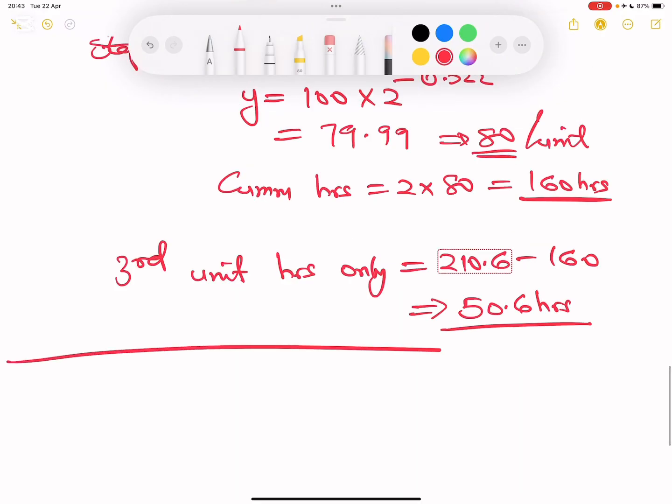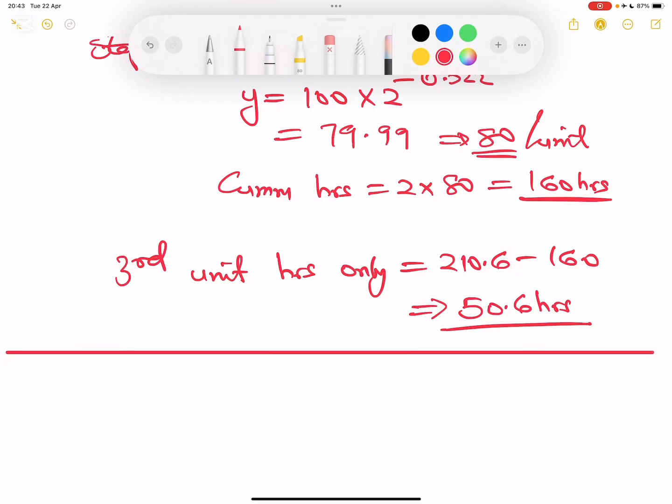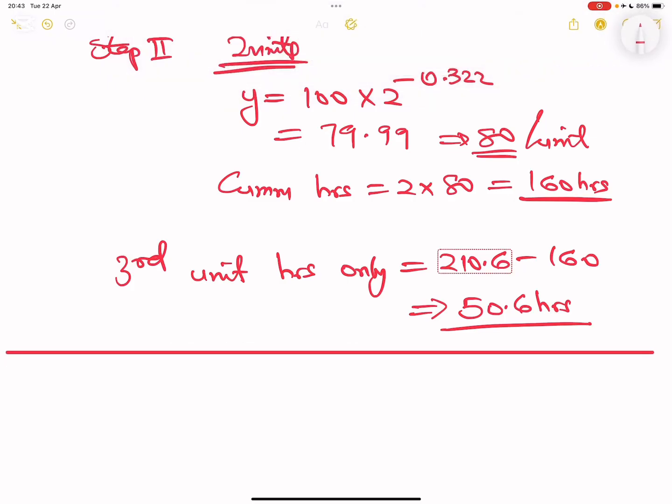All we've done is to work it out in units, but it doesn't mean that all the time you will always have it in units. Sometimes they give you in batches as well, but it's the same principle, the same understanding.